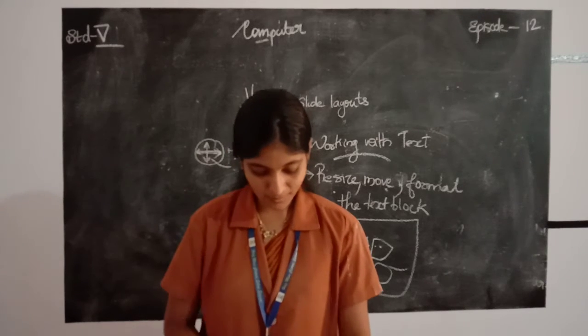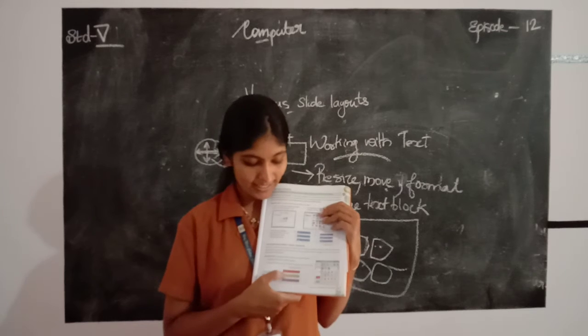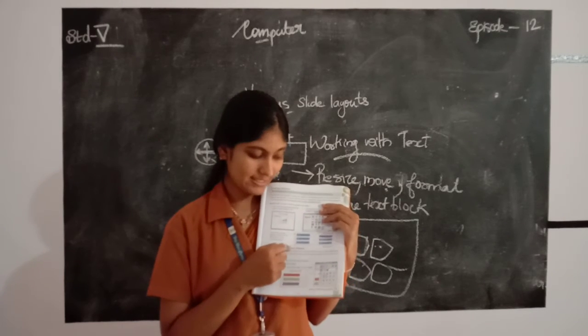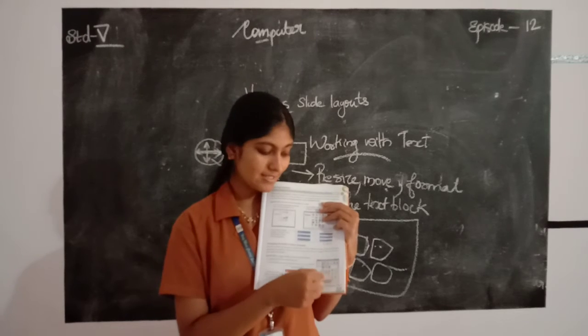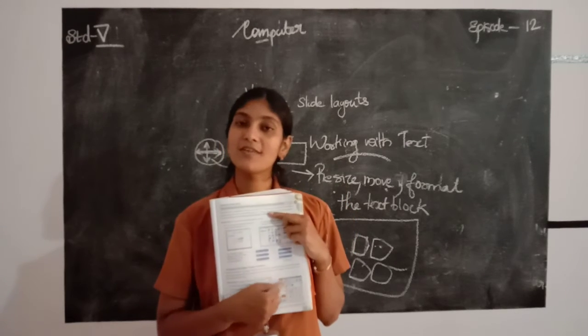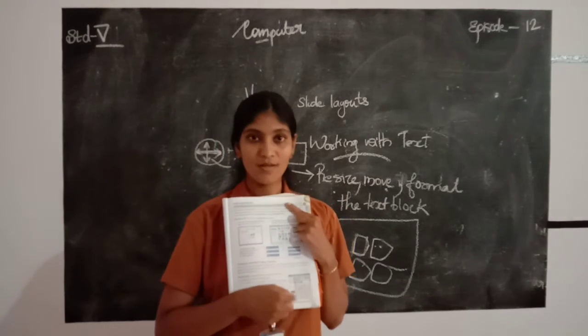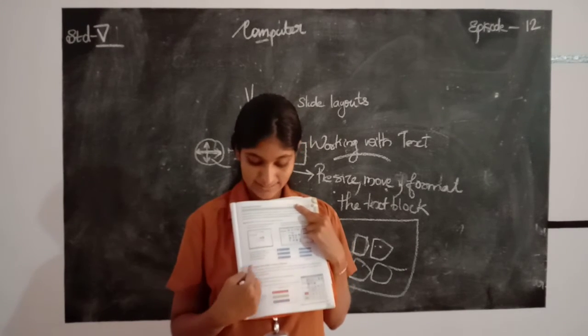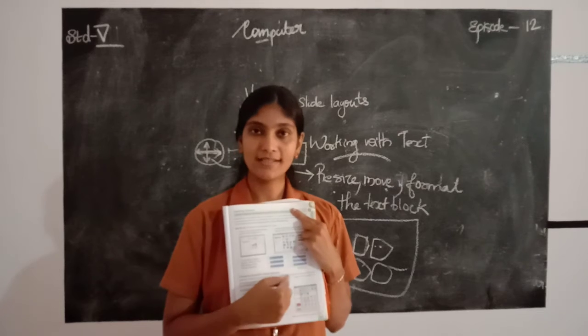For example, look at the picture. You can select red, green, or violet color from the design. Design means it contains different varieties of smart art colors. So you can select your color from here. That is changing smart art color.